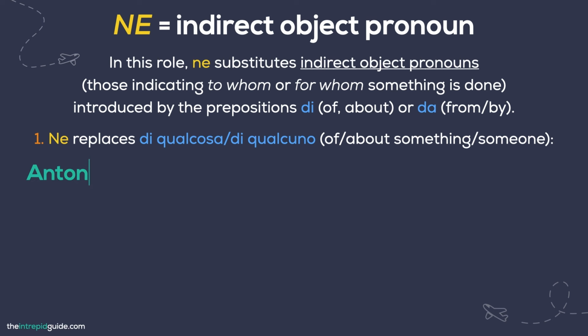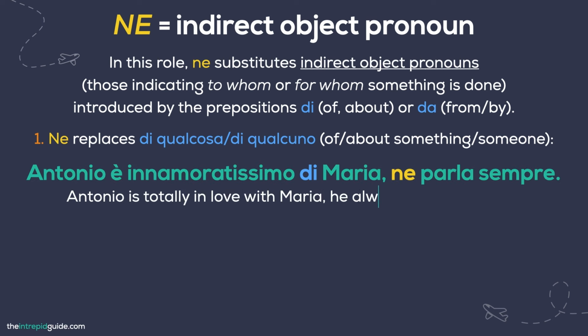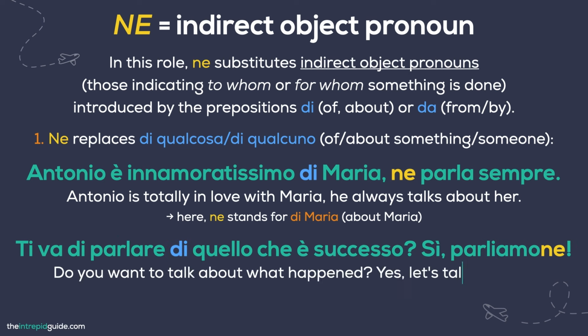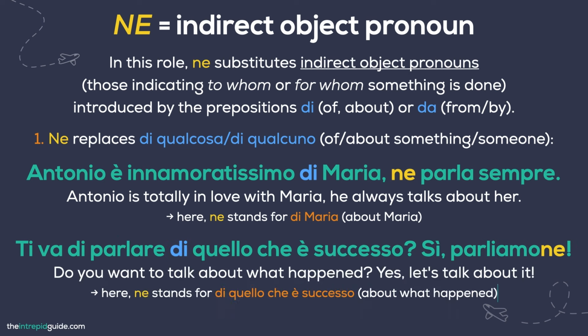For example, Antonio è innamoratissimo di Maria. Ne parla sempre. Antonio is totally in love with Maria. He always talks about her. Here, ne stands for di Maria, about Maria. Ti va di parlare di quello che è successo? Sì, parliamone. Do you want to talk about what happened? Yes, let's talk about it. Here, ne stands for di quello che è successo, about what happened.